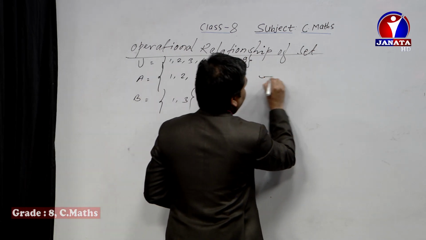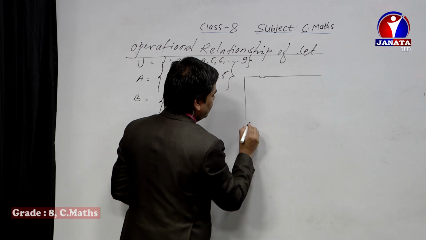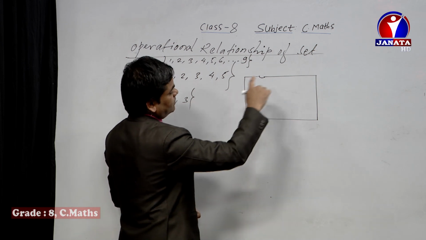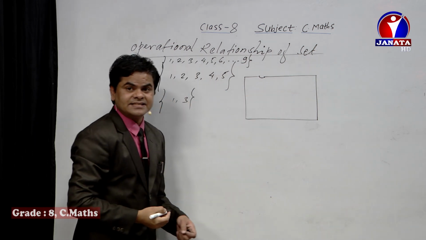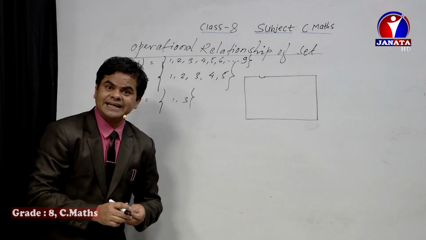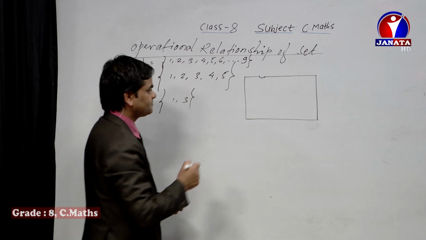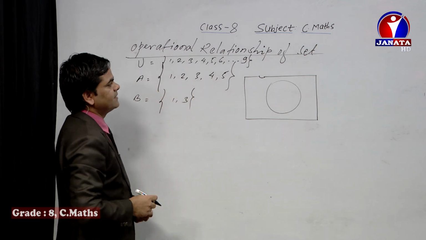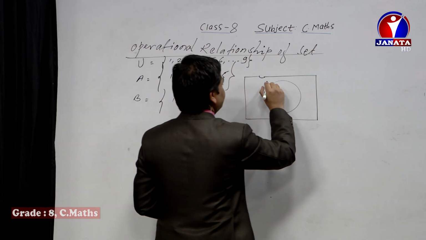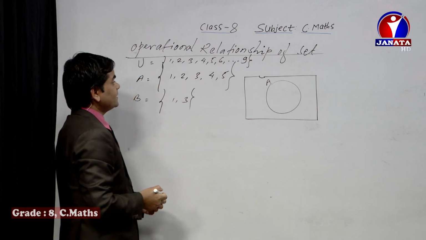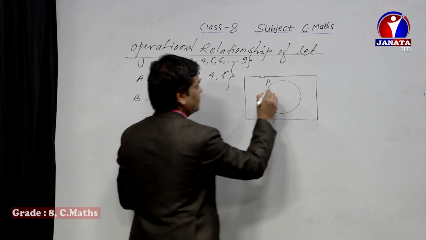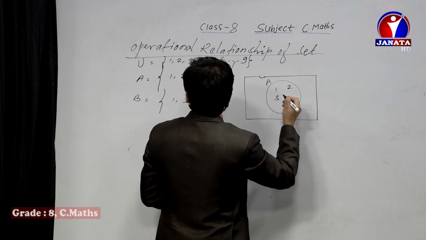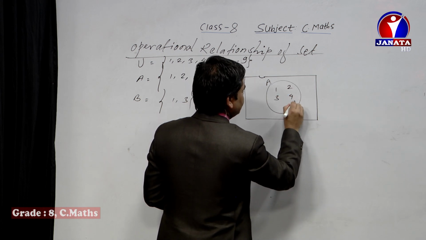Let's prepare a Venn diagram. A rectangle denotes the universal set U. The whole area inside this rectangle is denoted by the elements contained in that universal set. Now let's prepare the biggest among these two subsets, A. A is the biggest, that's why first of all let's keep A. What are the elements contained in A? 1, 2, 3, 4, 5.